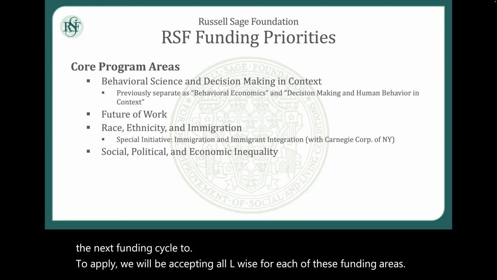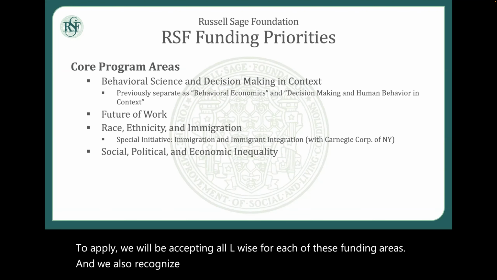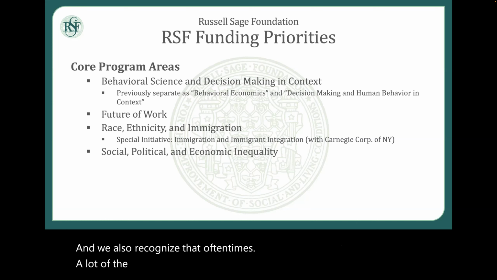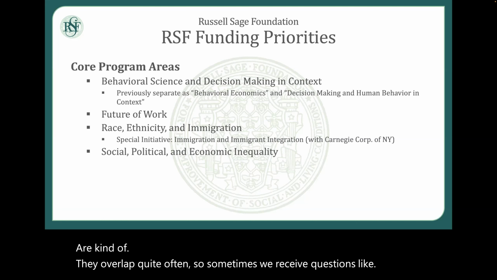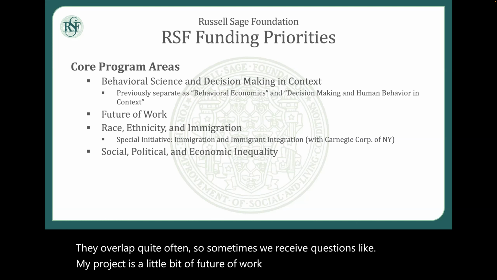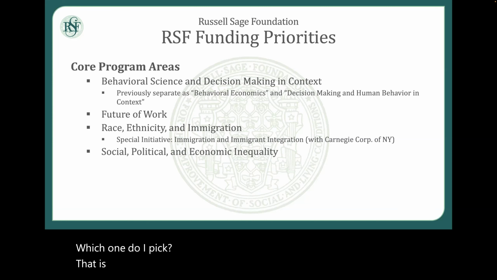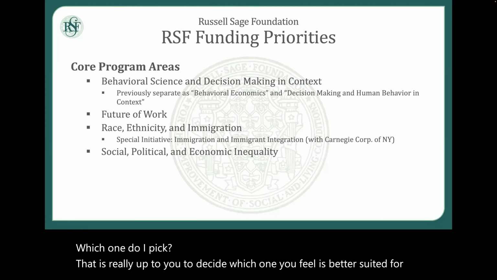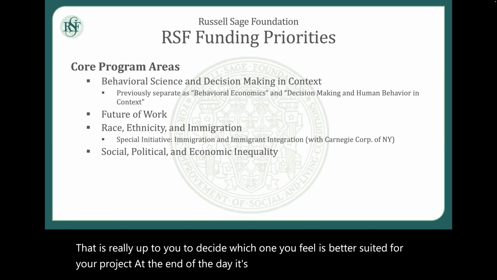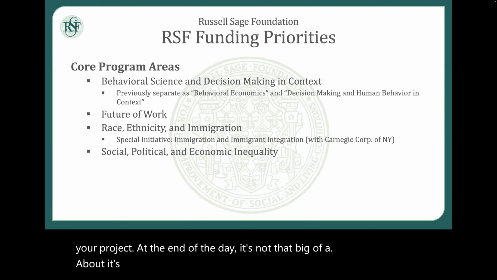We also recognize that a lot of the projects that we receive overlap quite often. So sometimes we'll receive questions like, well, my project is a little bit of future of work and race, ethnicity, immigration. Which one do I pick? That is really up to you to decide which one you feel is better suited for your project. At the end of the day, it doesn't really affect the outcome of whether or not you receive funding.